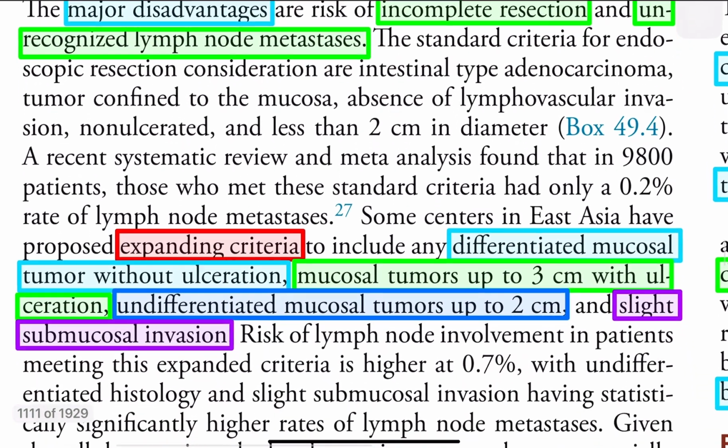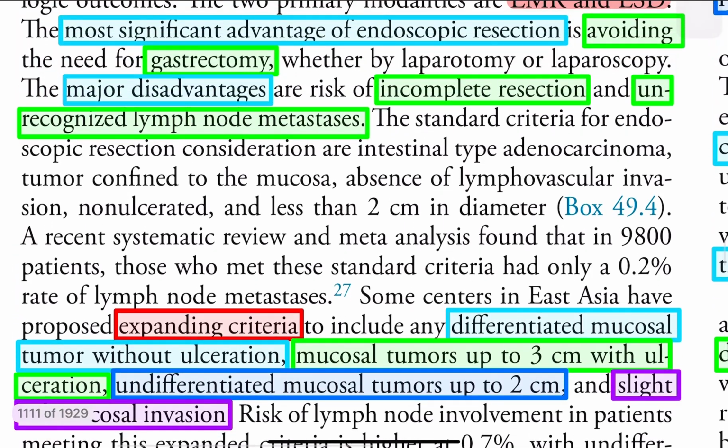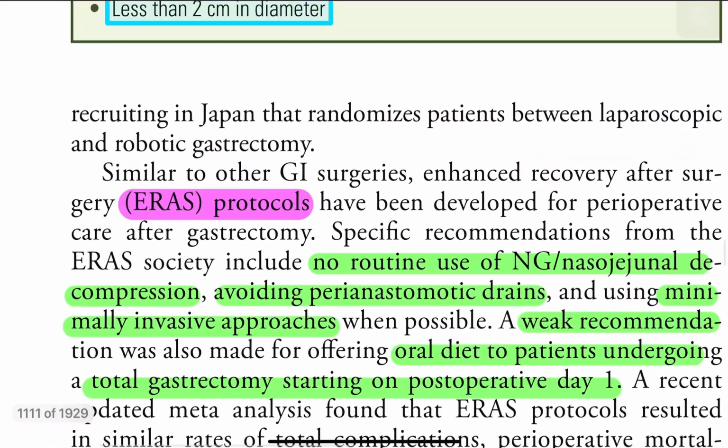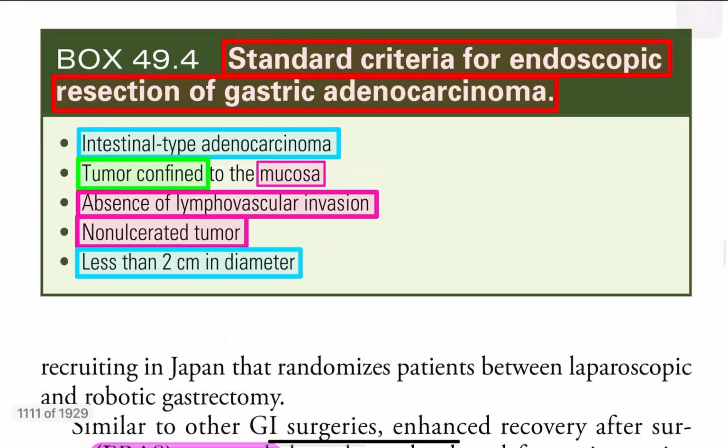We have criteria for which tumors we can resect through endoscopic resection. There is one table in Sabiston: standard criteria for endoscopic resection of gastric adenocarcinoma. In gastric adenocarcinoma we have two types: intestinal and diffuse. Only the intestinal type of adenocarcinoma we can do endoscopic resection for, that is one criterion. The second is tumor confined to mucosa. Then absence of lymphovascular invasion.